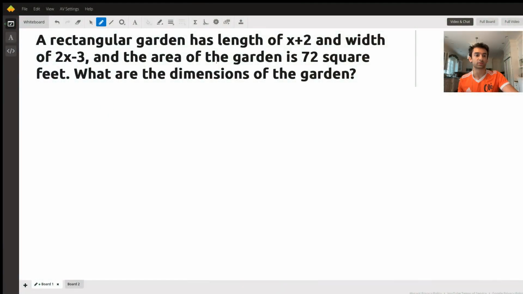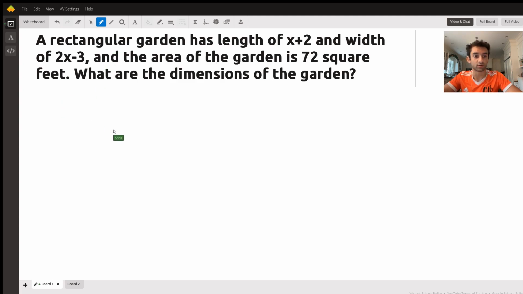2 and width of 2x minus 3, and the area of the garden is 72 square feet. What are the dimensions of the garden? Okay, so the first thing I'm going to recognize is what is the problem looking for? The dimensions of a garden, which is a rectangle, which we know is going to be length times width to find the area. So let's start by drawing this out very briefly.